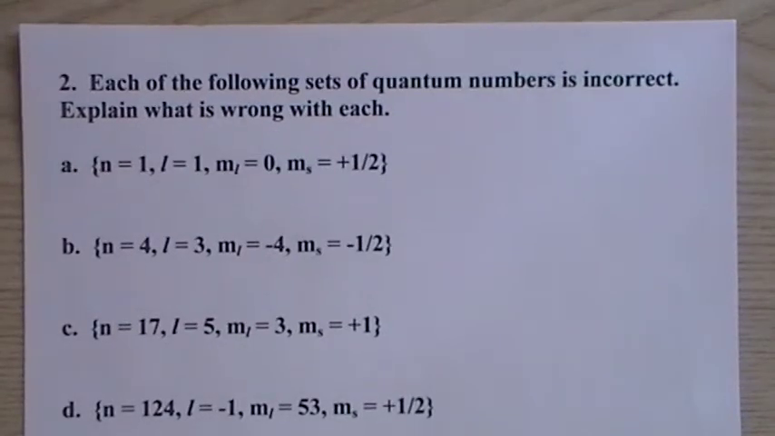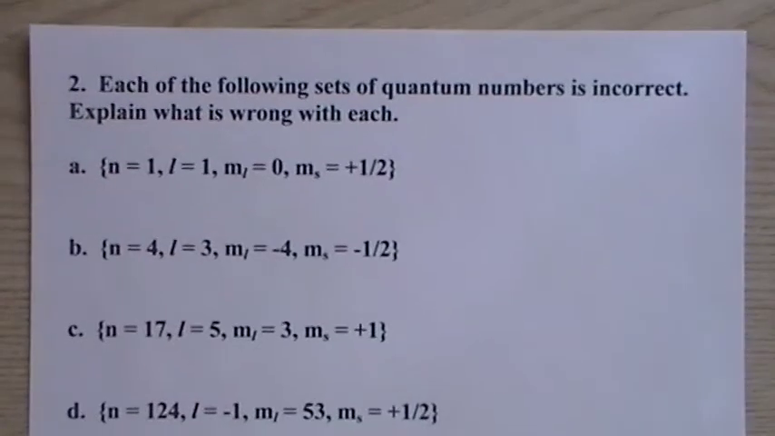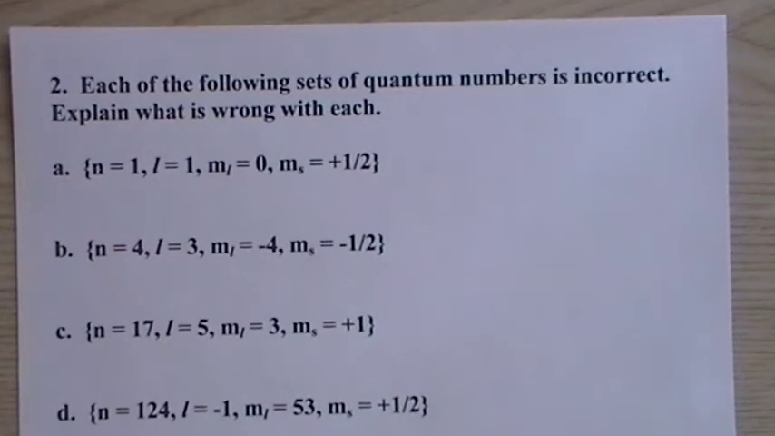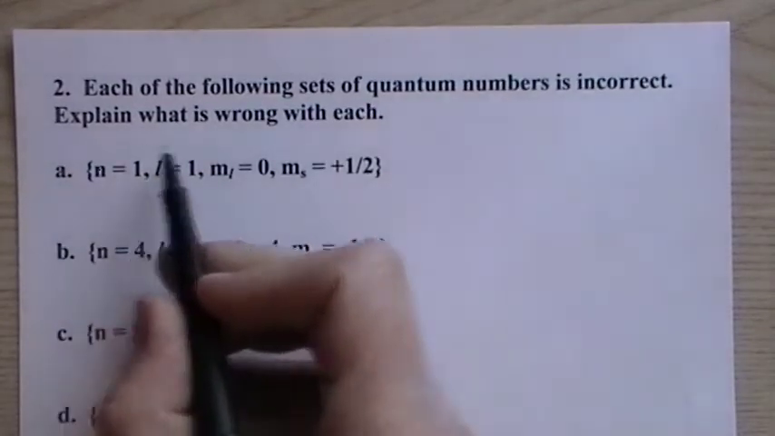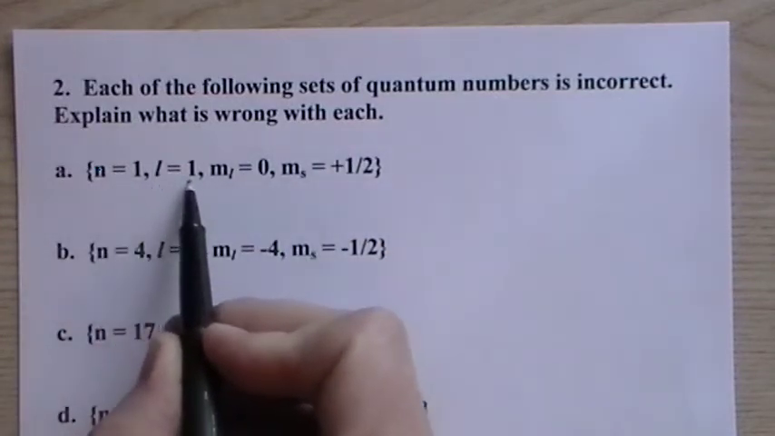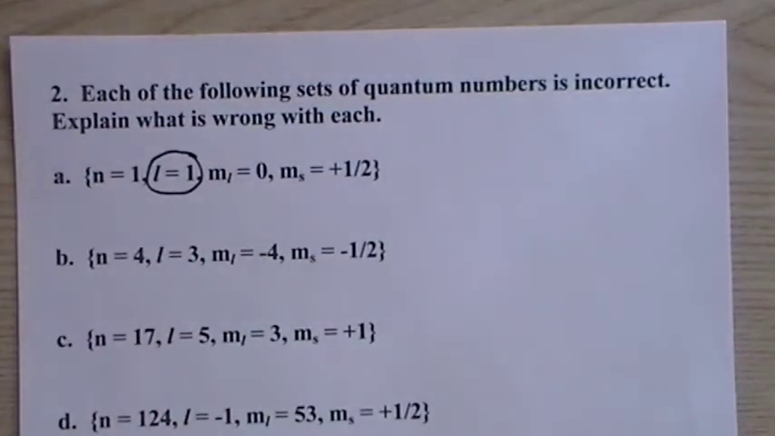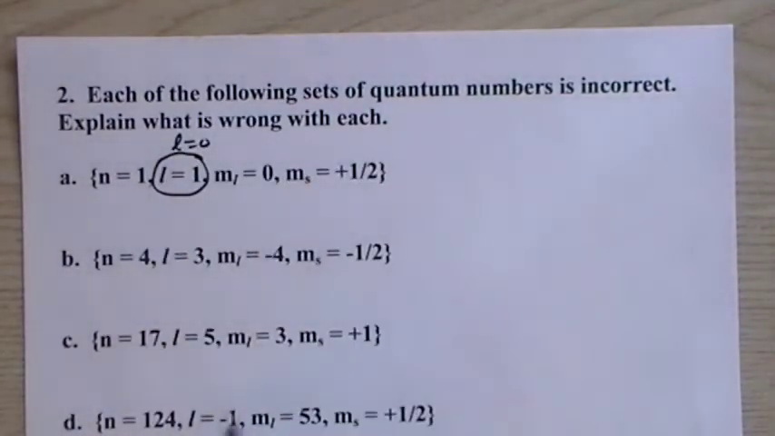Okay, each of the following sets of quantum numbers is incorrect. Here's another way of creating a problem for this type of stuff, for the quantum numbers. It says each one is incorrect in some way. Explain what's wrong. So n is equal to 1, L is equal to 1. That can't be. L has to be 0 to n minus 1. Since n is 1, then the greatest that L could be is 0.